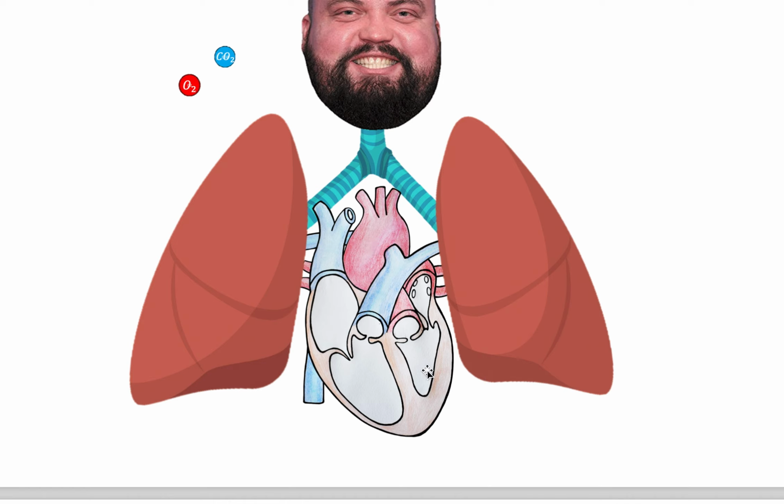So when this is not contracting, do you think this valve will be open or closed? So the answer is it should be closed, because if it's open and the ventricle is not contracting, that means blood will just flow back from the aorta into the heart. And that's not what we want. We want all the fresh blood to leave the heart, to go to the rest of the body.